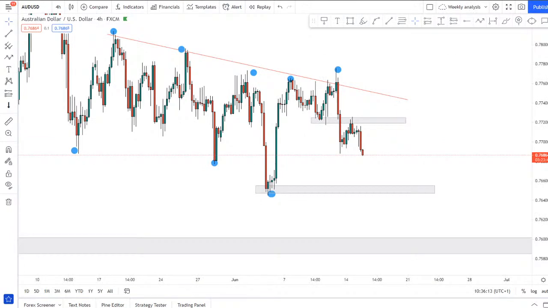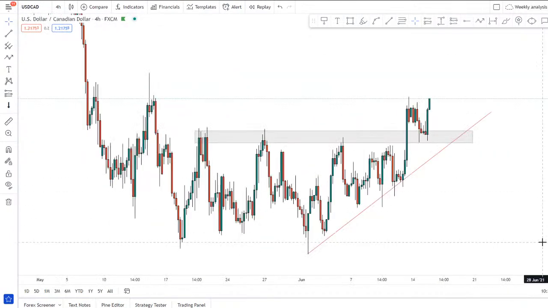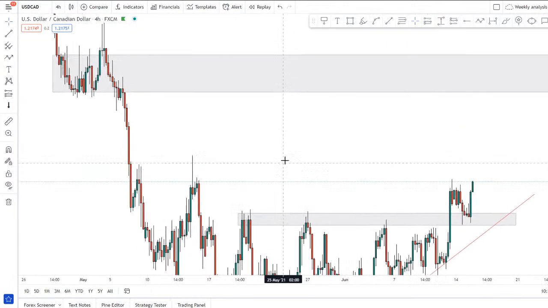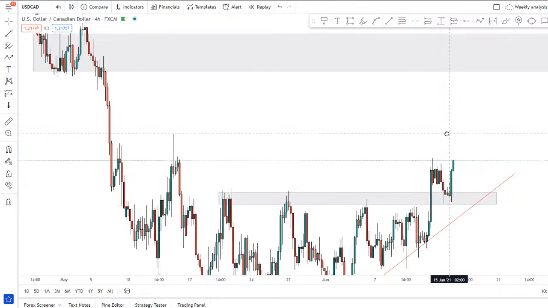USD CAD as well. Again, I'm expecting to see a lot more US dollar strength coming into this week. So with that being the case, I do expect to see USD CAD going to the upside with that US dollar strength. You can see we have that previous resistance now turned support, and again my target is 1.23 for USD CAD.